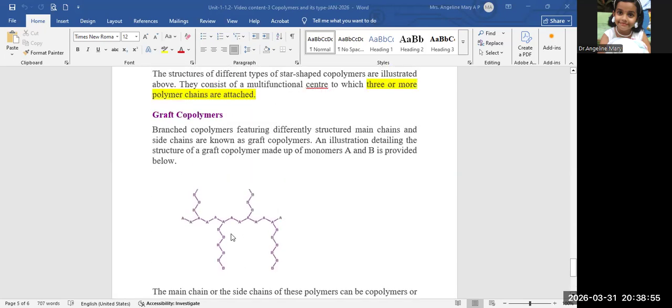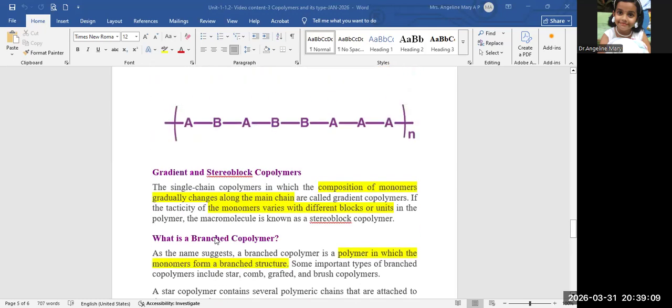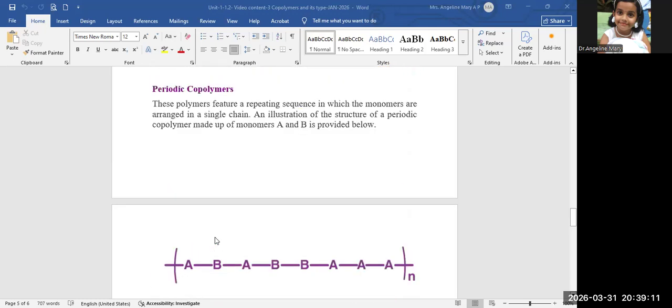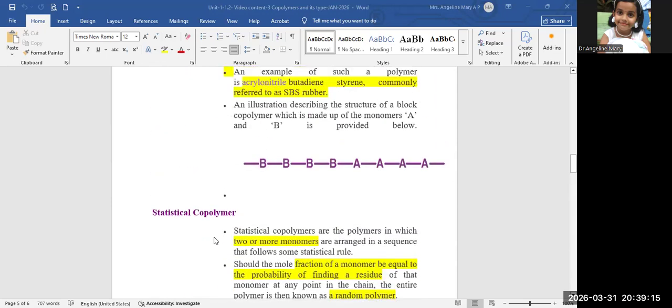Okay, so this is an important question: What are copolymers, and write their classification. The alternating and graft copolymers, then branched copolymers, gradient and stereoblock copolymers, periodic copolymers. Likewise, we have to explain in detail.